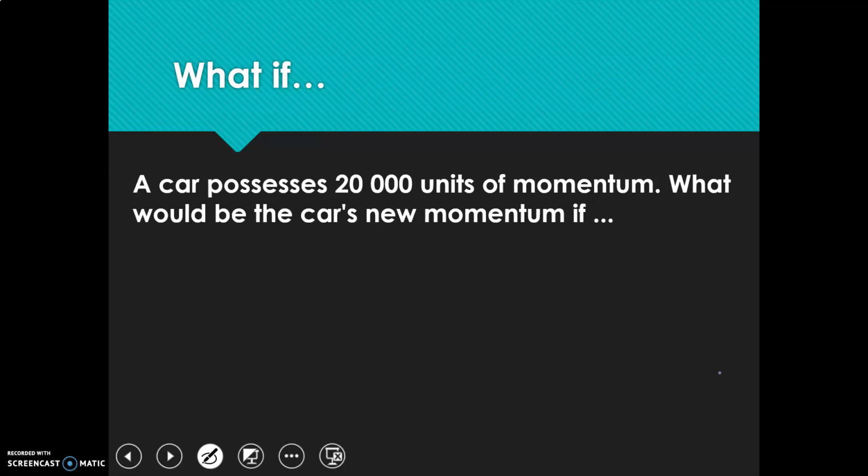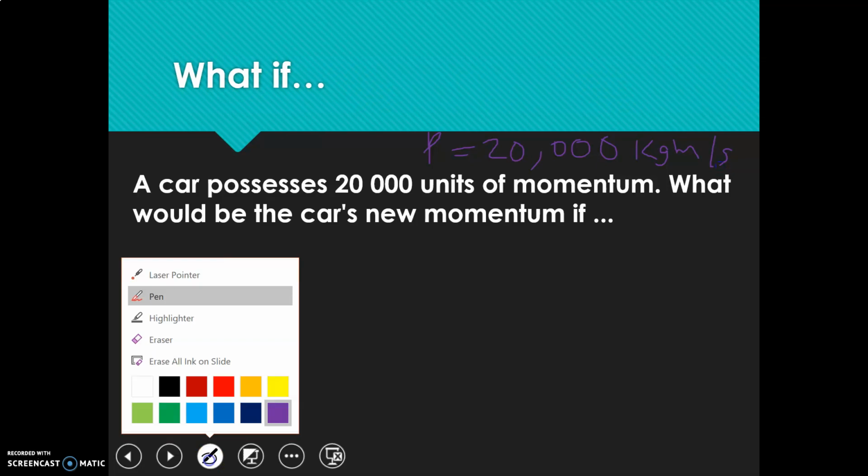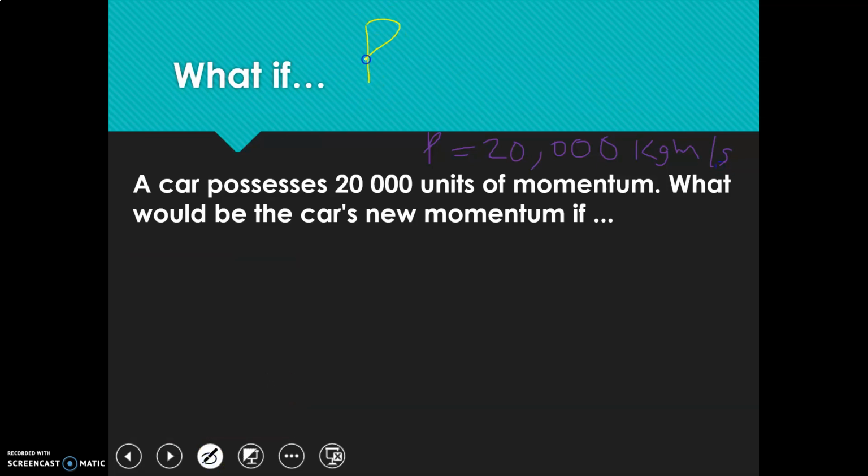All right. So let's look at these scenarios. So a car possesses 20,000 units of momentum, right? So P equals 20,000 units. So the units for momentum, of course, are kilogram meters per second. And just a refresher, we know that our equation for momentum is P equals mv. So what would be the car's new momentum if its velocity was doubled?